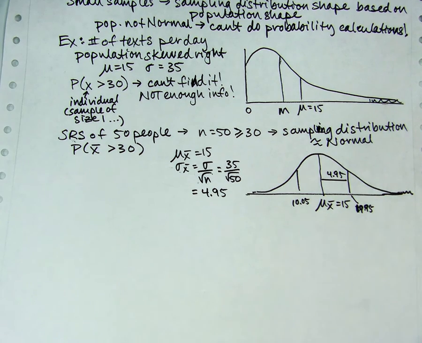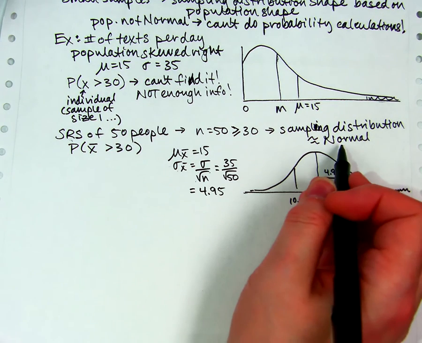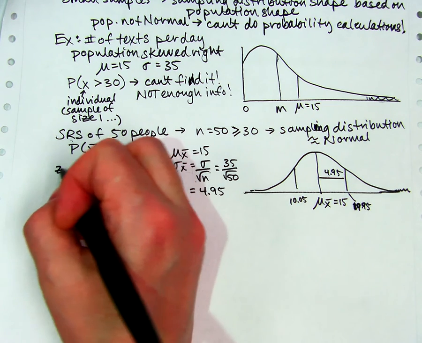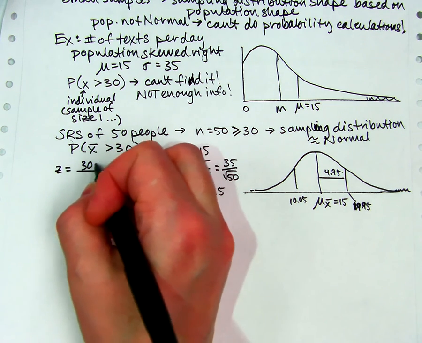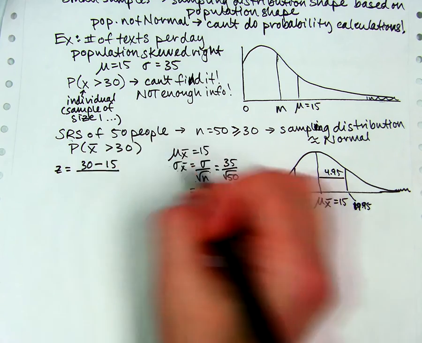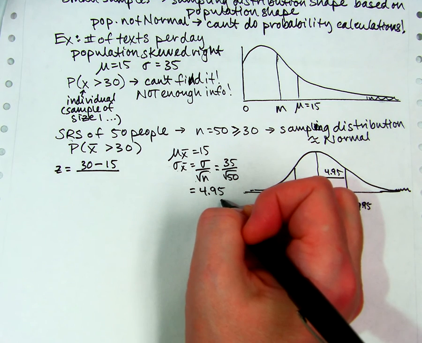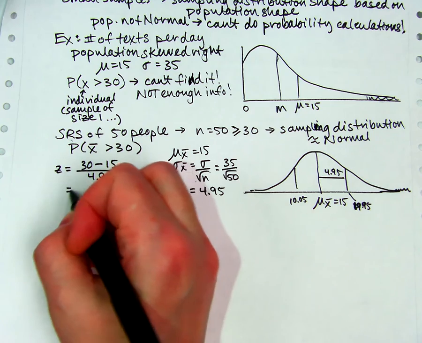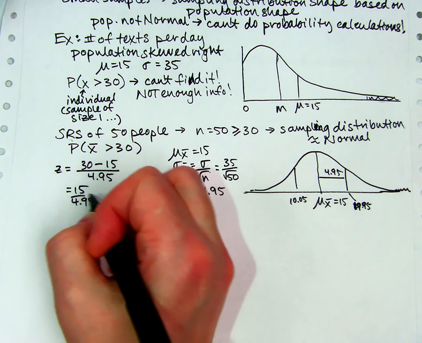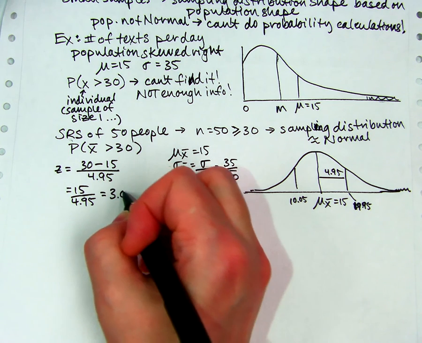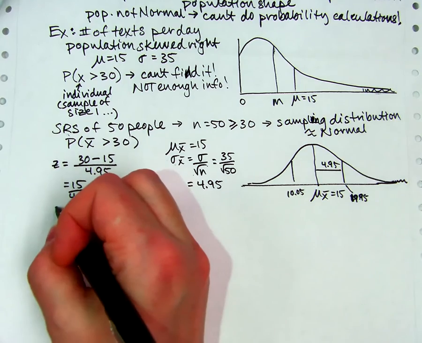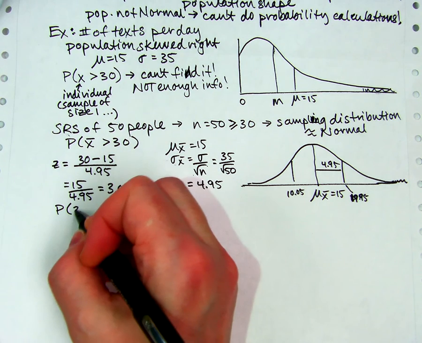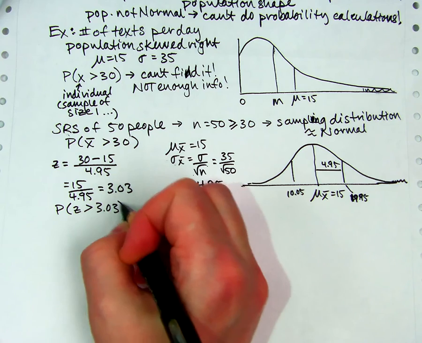That's okay. So in order to do this, because I said it's approximately normal, always check to see if that condition is met. That means I can do a z-score. I can do 30 minus the mean, which is 15, divided by my new adjusted standard deviation, not the original standard deviation, so 4.95, and that's 15 over 4.95, which comes out to 3.03. And then the probability of x bar being bigger than 30 is the same as the probability that z is bigger than 3.03, and you know how to do that already.